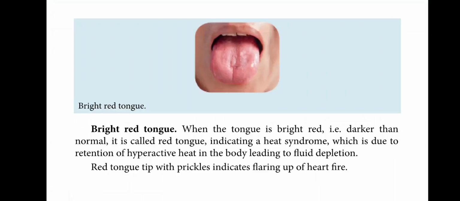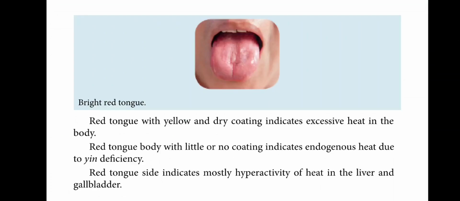Bright red tongue. When the tongue is bright red, that is darker than normal, it is called red tongue, indicating a heat syndrome, which is due to retention of hyperactive heat in the body, leading to fluid depletion. Red tongue tip with prickles indicates flaring up of heart fire.